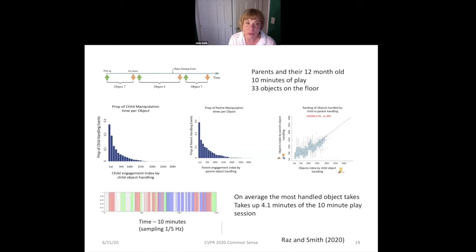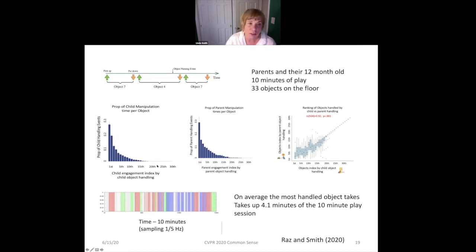What they do is they pick up one object, they play with it for an extended period of time. They pick up another object and they play with it for an extended period of time. They might go back to the first object, play with it, go back to a second object and play with it, with all of this extended in time.